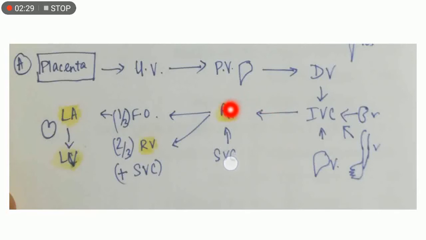From the right atrium, 1/3 of the blood crosses the midline and the interatrial septum in order to reach the left atrium through the foramen ovale. And the rest, 2/3 of the blood from the inferior vena cava, directly drains into the right ventricle. And the blood from the superior vena cava also drains into the right ventricle. And the blood going to the left atrium enters the left ventricle ultimately.